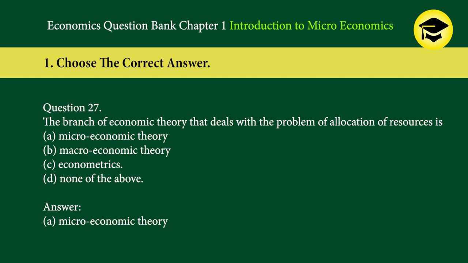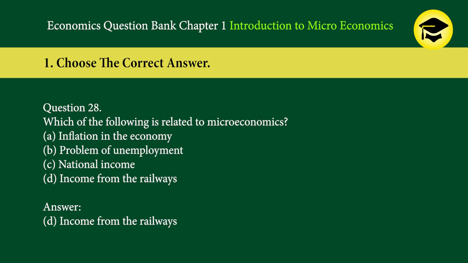Question 27. The branch of economic theory that deals with the problem of allocation of resources is A. Microeconomic theory. B. Macroeconomic theory. C. Econometrics. D. None of the above. Answer A. Microeconomic theory.